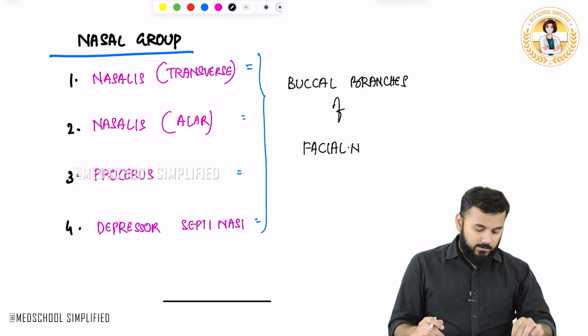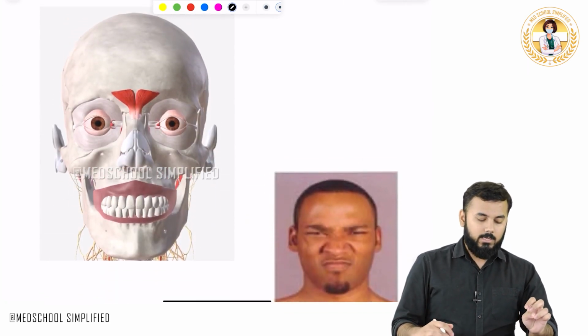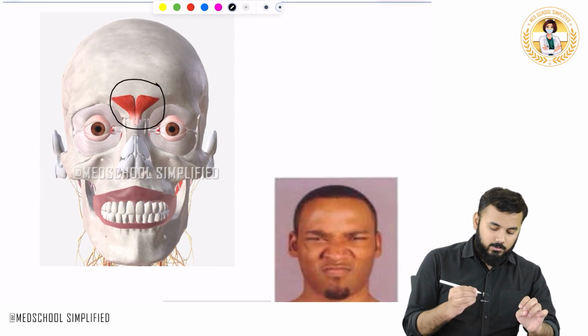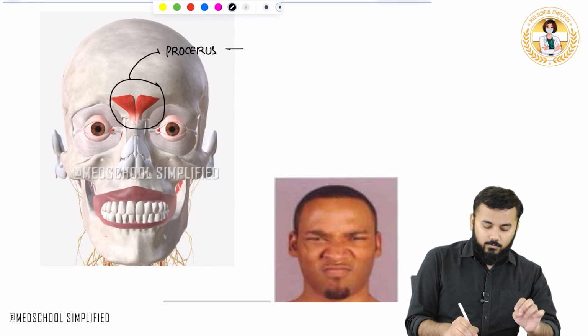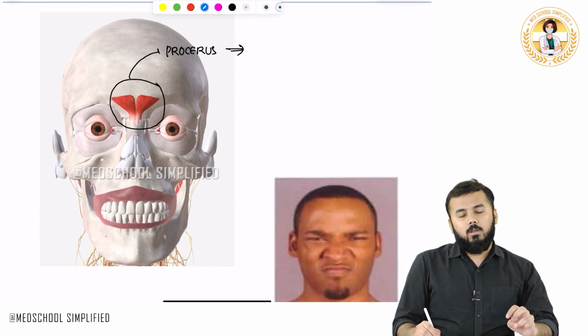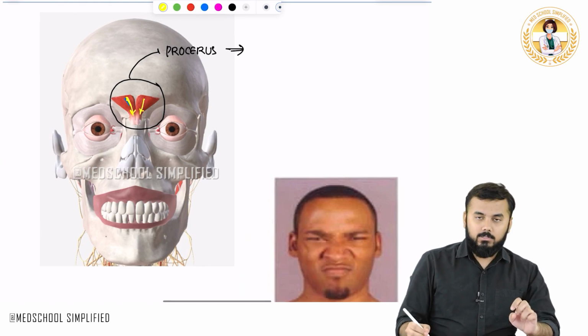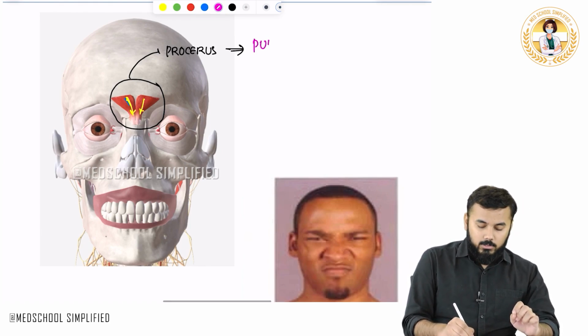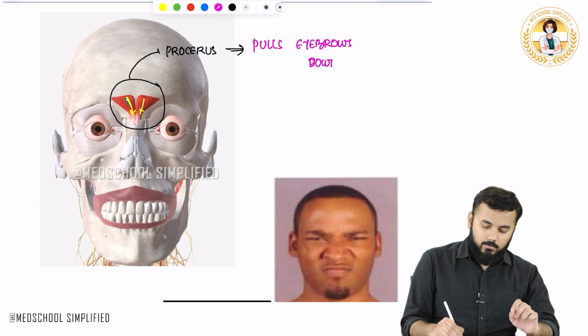Right, the first important muscle which we shall be focusing on is the procerus muscle. All of you look at this. This muscle over here is called procerus. If you look at the action of this procerus muscle, look here, it is pulling the eyebrows downward like this. So what does it do? It pulls the eyebrows downward.